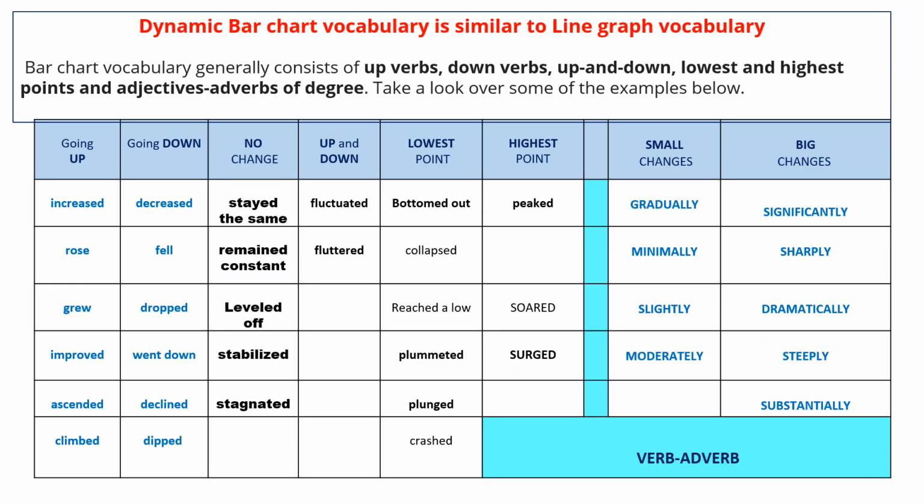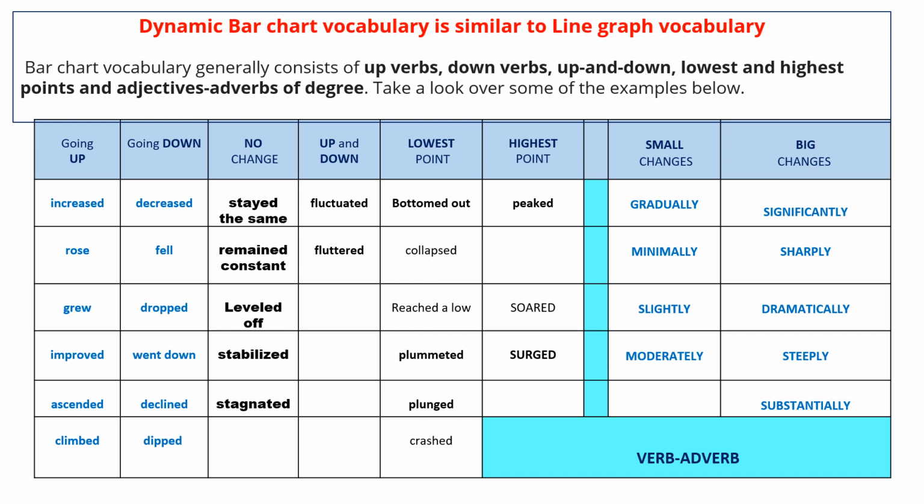Now on the slide, you can see the dynamic bar chart vocabulary. It is very similar to line graph vocabulary. In line graph also, when the trend is going up, we used increased, rose, grew, improved, ascended, climb, etc. And when the lines were going down, decrease, fell, drop, went, decline, dipped.